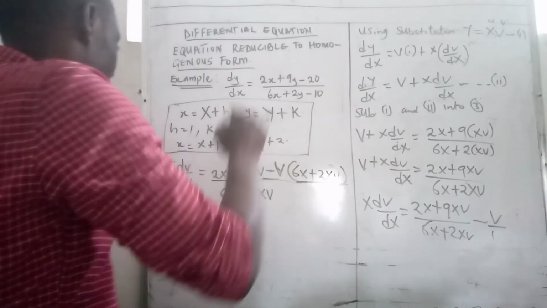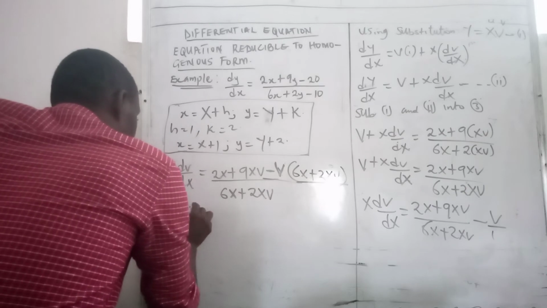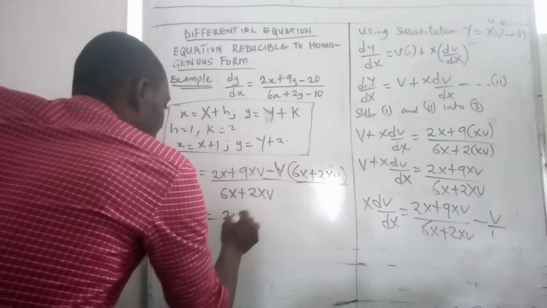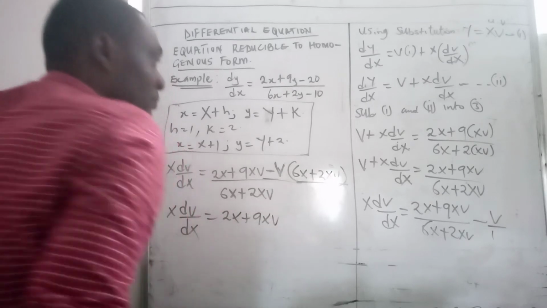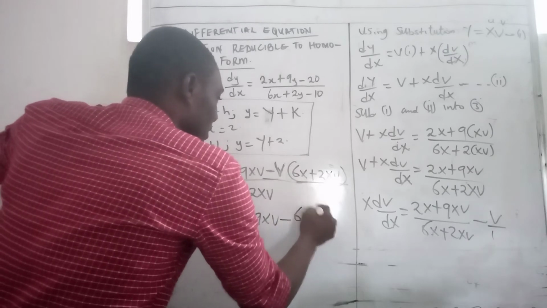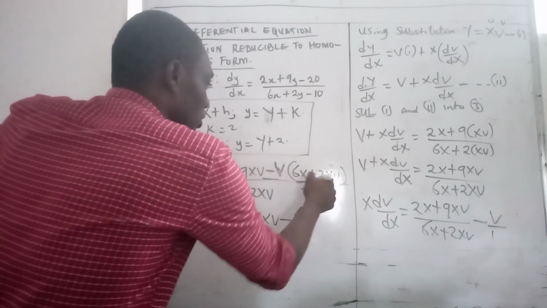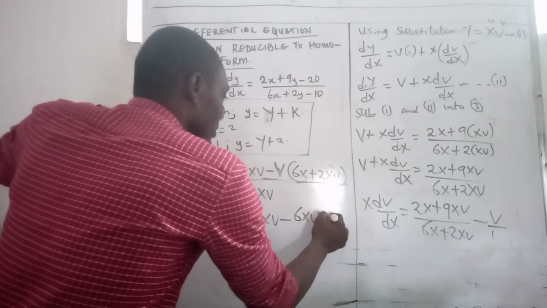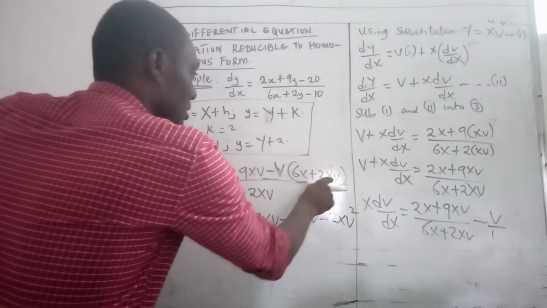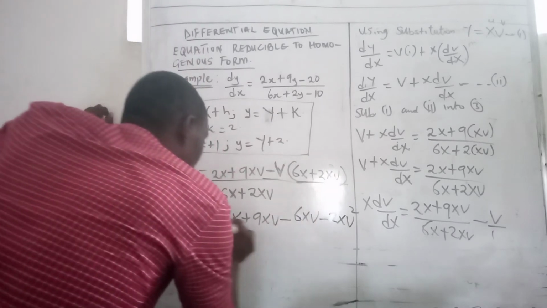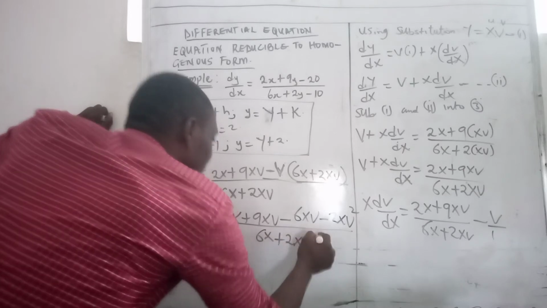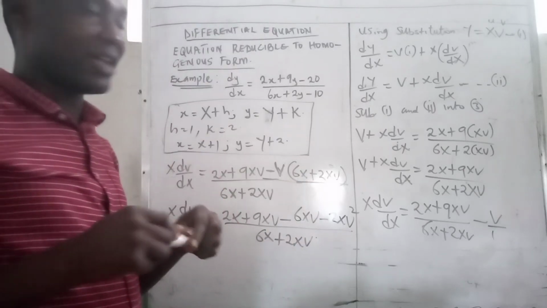So when I open the bracket, I'm going to have x dv/dx equals 2x plus 9xv minus, this multiplied by this is 6xv. This multiplied by this, minus times plus is minus. Then I have 2xv squared. This times this, v. All over 6x plus 2xv. I'm going to have to rub off that again.